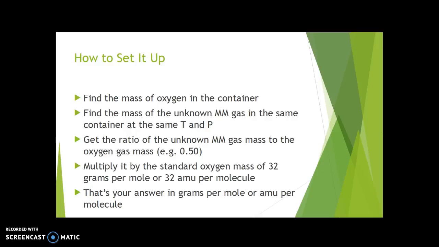We then multiply that ratio by our standard oxygen mass of 32 grams per mole, or 32 AMUs per molecule, and we get an answer in grams per mole or AMUs per molecule. I like to think of the AMU as being to the molecule as the gram is to the mole. We measure moles in grams, we measure molecule masses in AMUs.